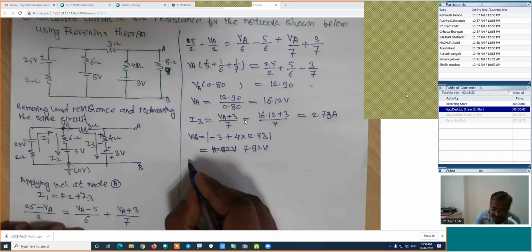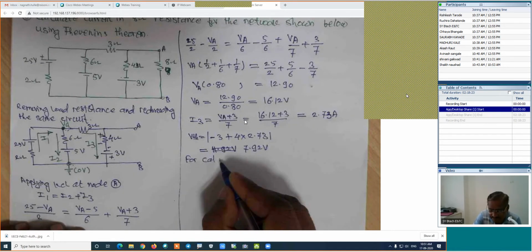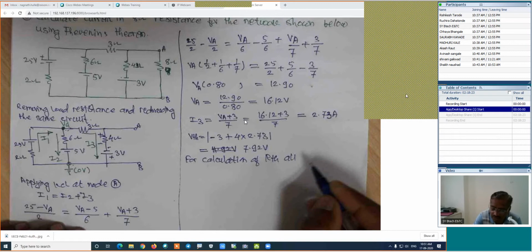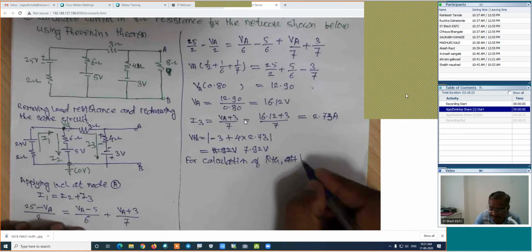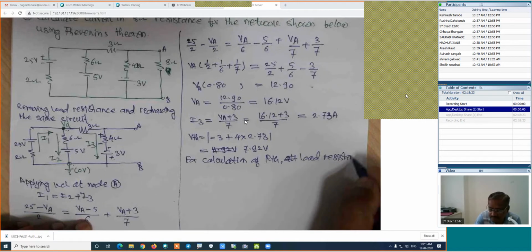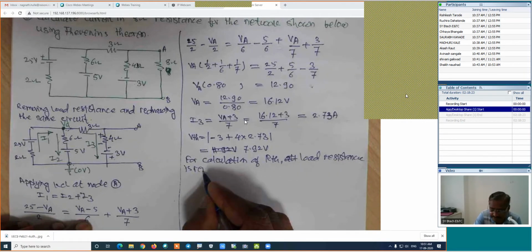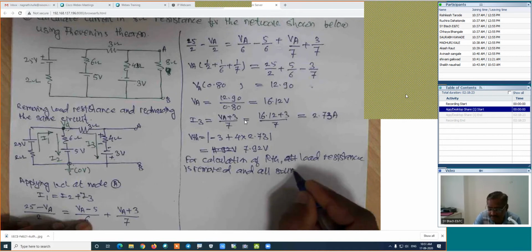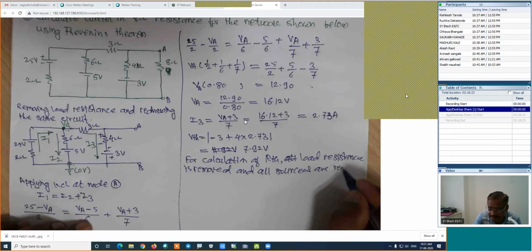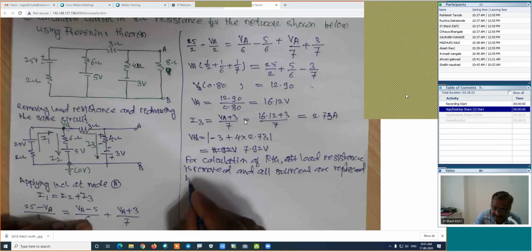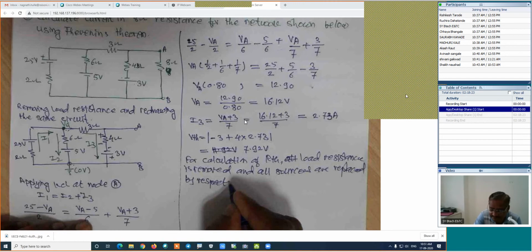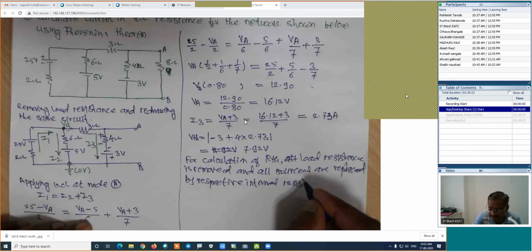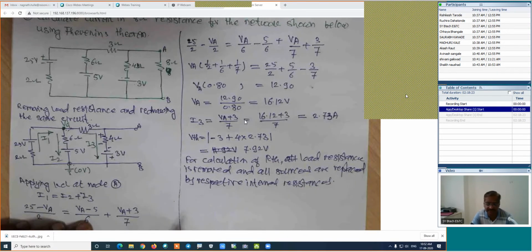That is the next same thing. For the calculation of RTH, load resistance is removed and all sources are replaced by respective internal resistances. Is it right? How will be the figure for the calculation of RTH?